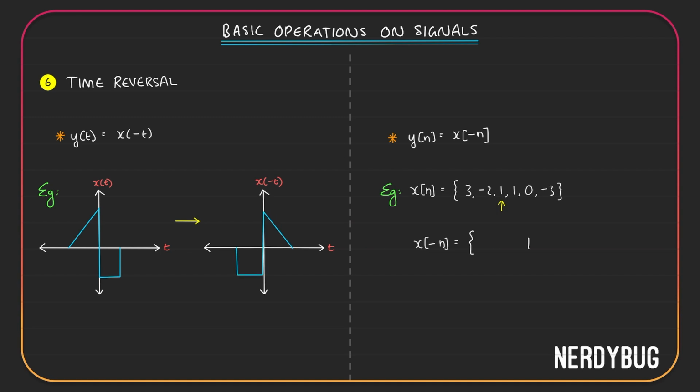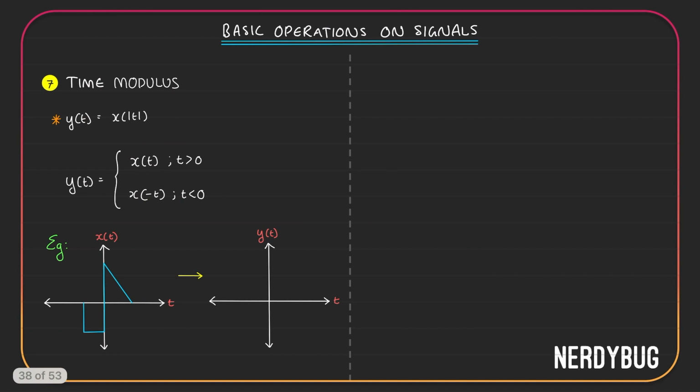1 will still be the middle term. Over here we get minus 2 and 3. Here we get 1, 0, minus 3. Middle term has to be shown. It's this one. Let's go to the next operation, which is time modulus. Here y of t is taken as x of mod t. y of t will be x of t for all t greater than 0 and x of minus t for all t less than 0.